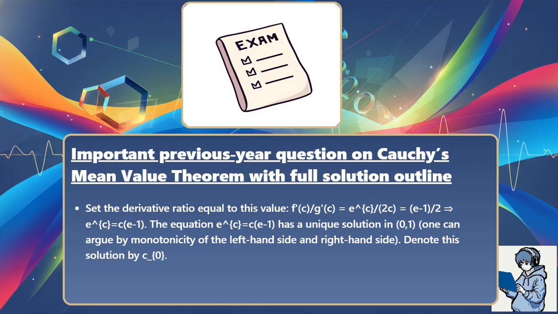The equation e to the c equals c times e minus 1 has a unique solution in 0 to 1. One can argue by monotonicity of the left-hand side and right-hand side. Denote this solution by C0.